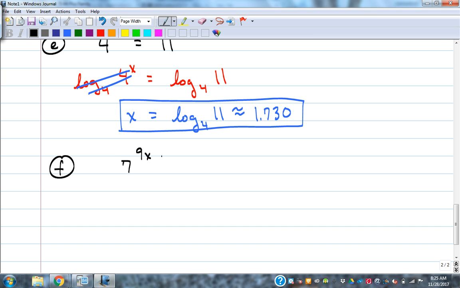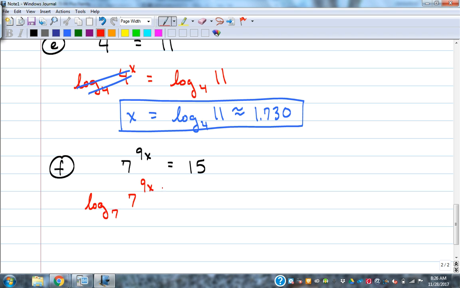7 to the 9x equals 15. Obviously, you cannot change a 15 into a 7 squared or 7 to the third or anything like that. That's not going to happen. So what log base do we use to get the exponent with the variable out of this? We use log base 7 of both sides.